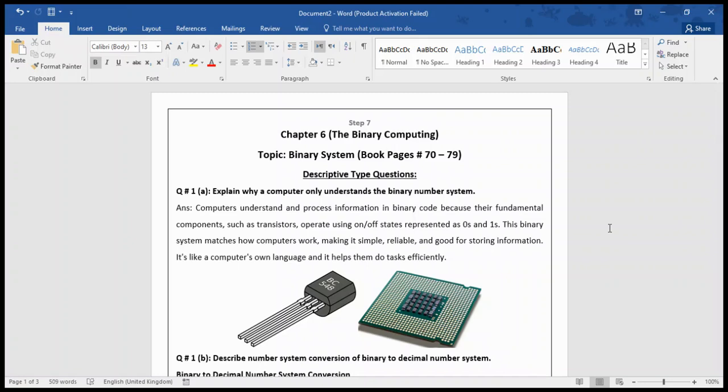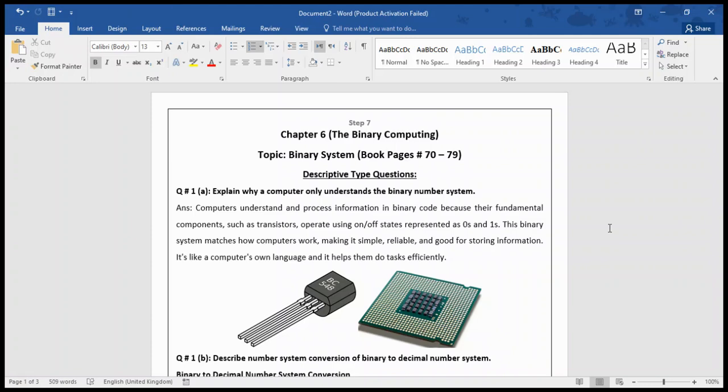In today's lesson, we will learn about two key concepts that help computers work, which are the binary system and transistors. Today's notebook work is also related to these concepts, which are binary and conversions. Now, the first question is: explain why a computer only understands the binary number system.